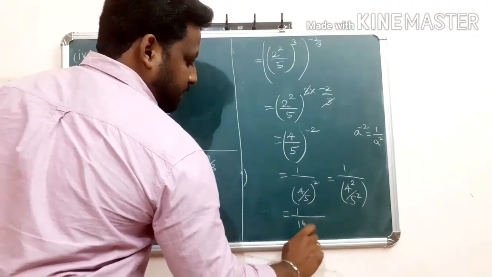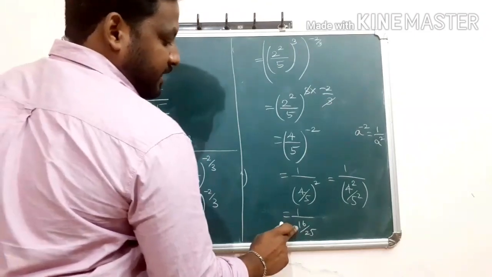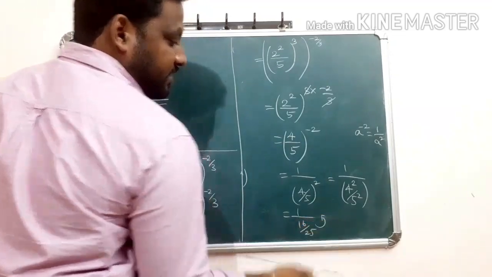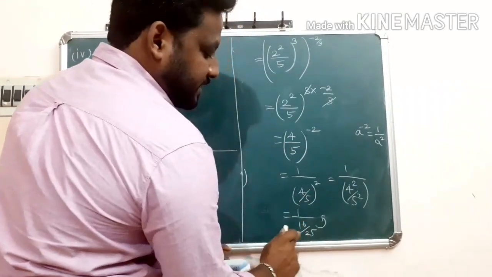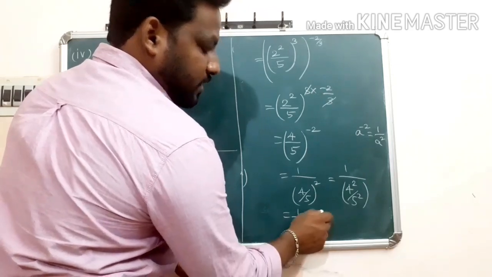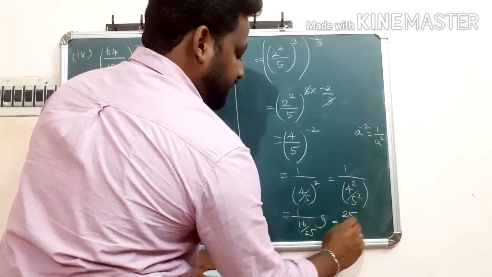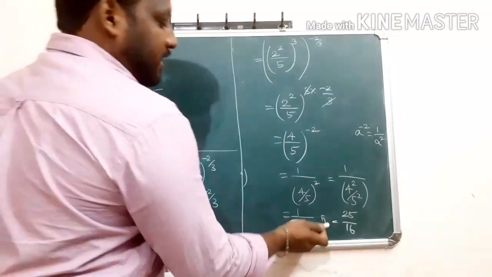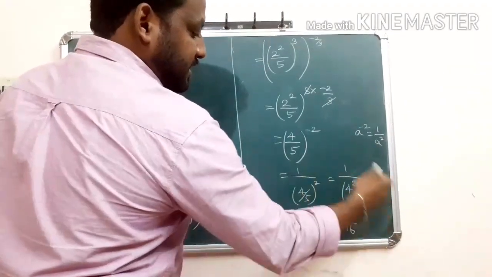16 divided by 5 square is 25. If it is 1 divided by 16 by 25, then 16 by 25 will change into the reciprocal. If 16 by 25 comes into the denominator, it will change into the reciprocal, that is 25 divided by 16. 25 divided by 16. Or else, you can just skip these steps.